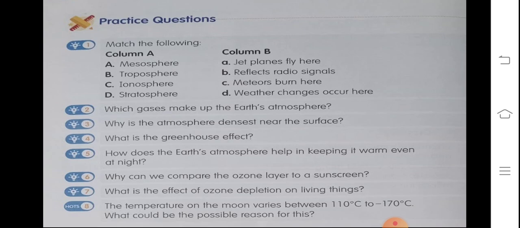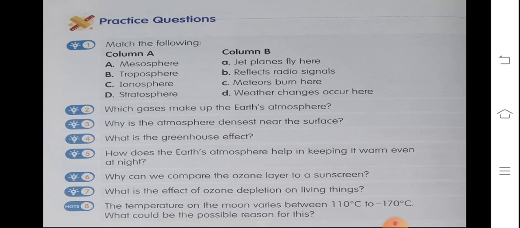Question number 6 is, why can we compare the ozone layer to a sunscreen? So the answer is the ozone layer is called the Earth's sunscreen as it protects us from the harmful ultraviolet rays of the sun just as sunscreen protects our skin.